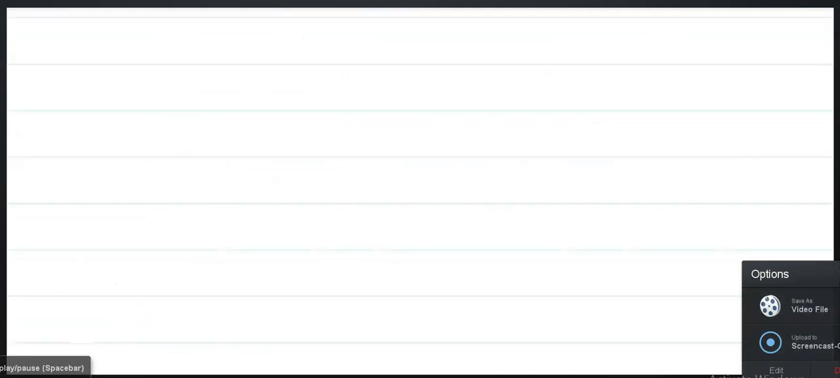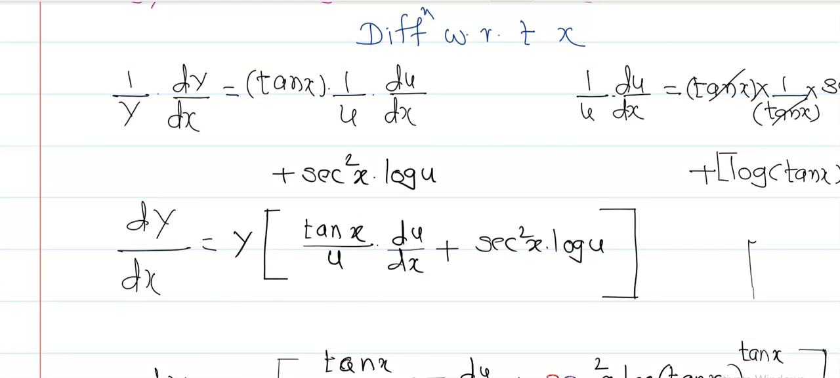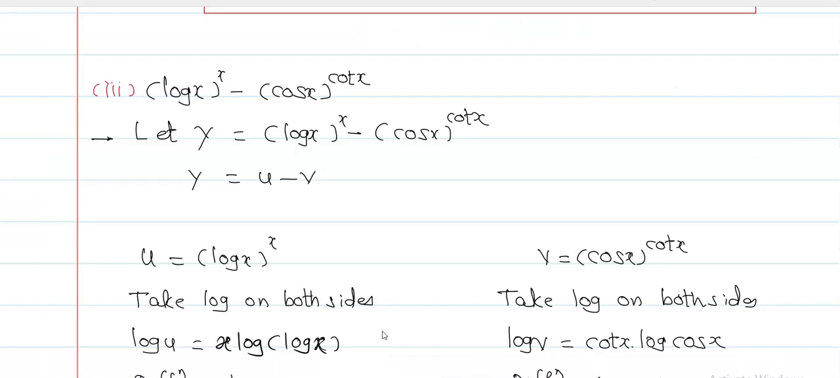Hello student, before we start example number 8, we will see the third example. I had made a correction in that example. What was that example? That is log of x raised to x minus cos of x raised to cot x. y is equals to log of x raised to x minus cos of x raised to cot x. y is equals to u minus v. u is equals to log of x raised to x. v is equals to cos of x raised to cot x.